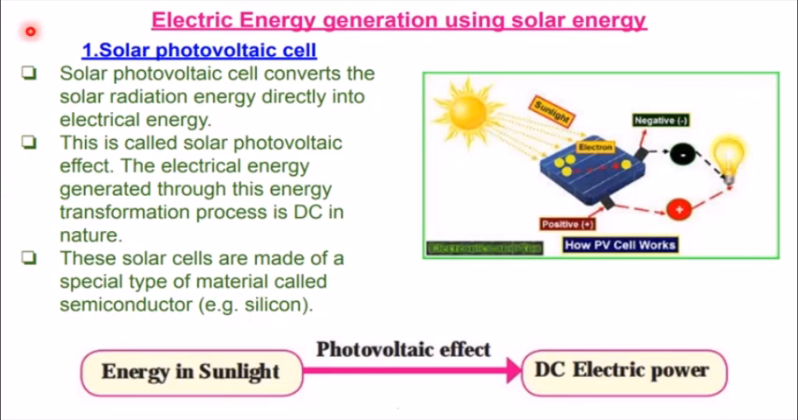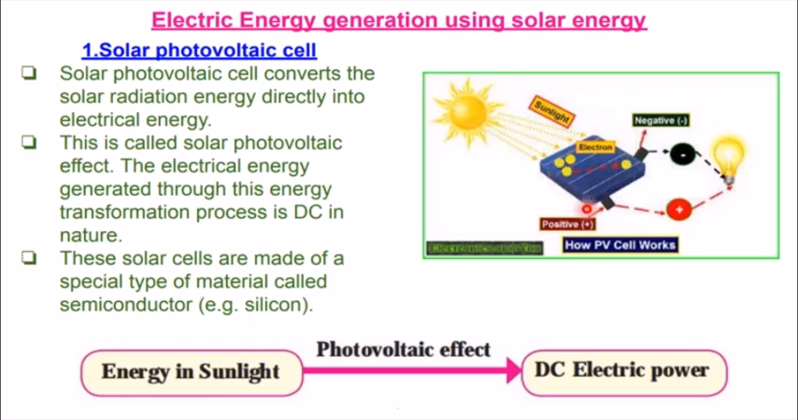So first is energy generation through the solar photovoltaic cell. Here we use a solar photovoltaic cell, and the radiation is directly converted into electrical energy. The energy that is transformed is DC current, that is direct current. Now the solar photovoltaic cell is made up of semiconductors. Semiconductors are in between the conductors and the insulators.